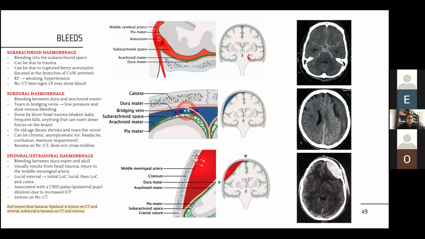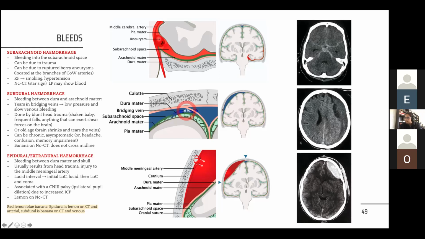Subdurals can come for a variety of different reasons. It can be from blunt head trauma. So you might hear of shaken babies, or if you fall a lot, anything that exerts some kind of shear forces in the brain. If you shake a baby, and this is very gruesome, their brain shakes and it can tear some of the bridging veins. Or in old age, when the brain shrinks, it takes the bridging veins along with it, and it can tear some of the veins there as well. So it can be chronic, it can sometimes be asymptomatic, or it can just cause very non-specific symptoms like headaches or confusion.